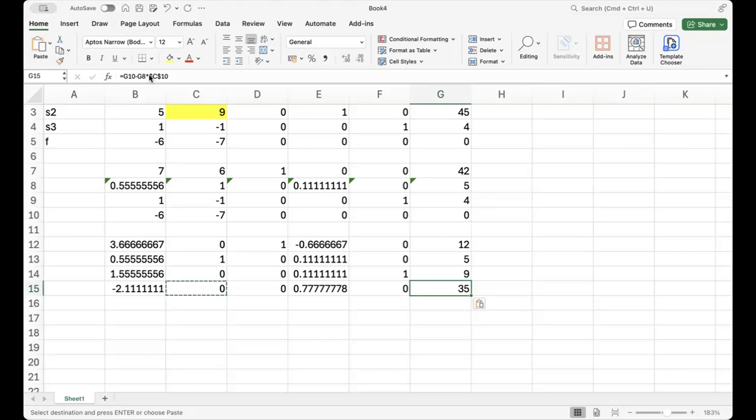Of course, if you don't like Excel, you can use Python. I already gave the Python file in my course view.